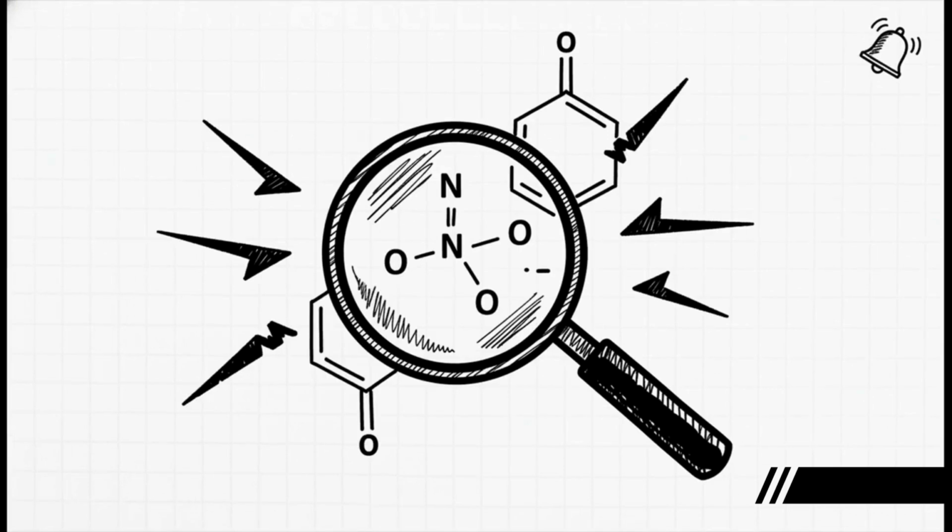So here's the deal, bottom line for your exam. The second you see a classic ambidentate ligand like NO2- or SCN- in a chemical formula, an alarm bell for linkage isomerism should be going off in your head.